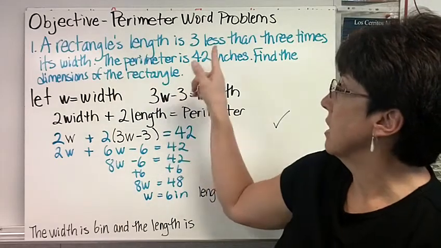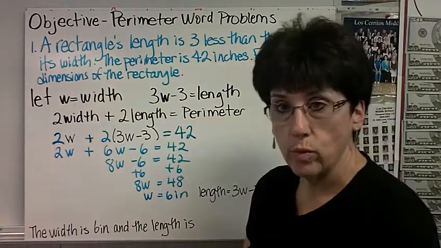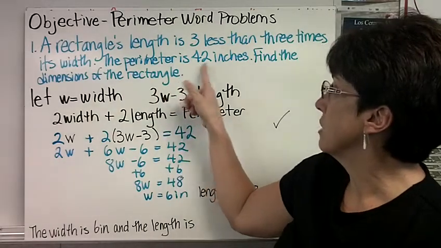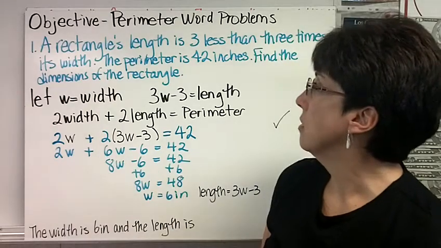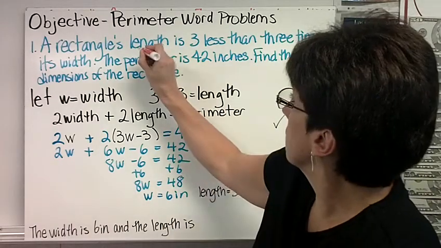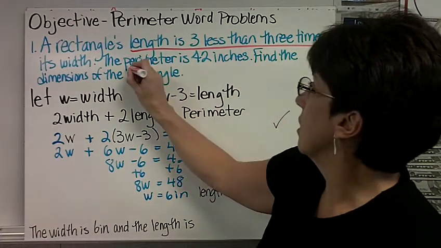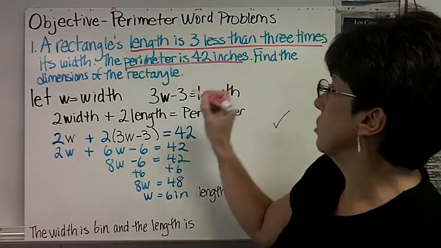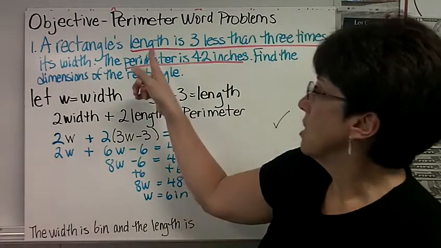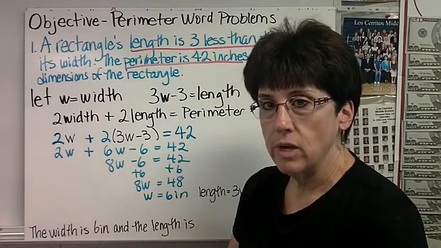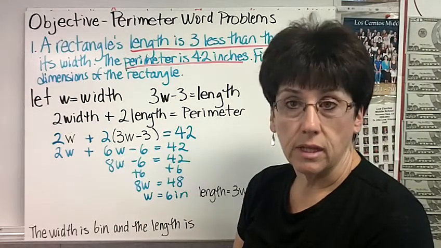A rectangle's length is 3 less than 3 times its width. The perimeter is 42 inches. Find the dimensions of the rectangle. So I want to underline that the length is 3 less than 3 times the width. Perimeter is 42 inches. And dimensions means the length and the width. Okay? So in these problems, 99.9% of the time, I always tell you more about the length.